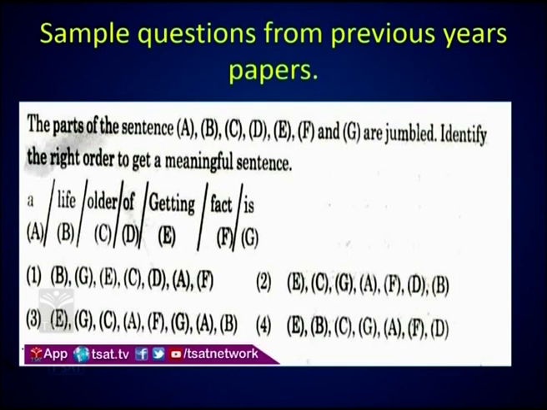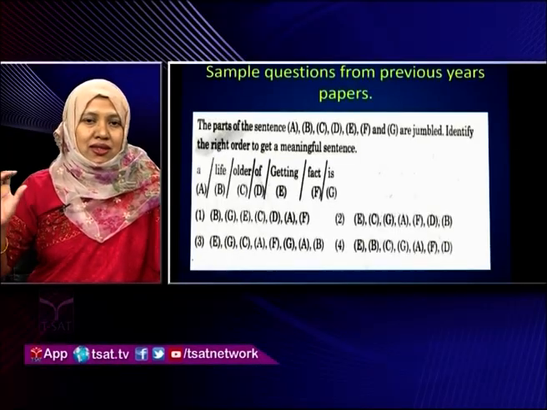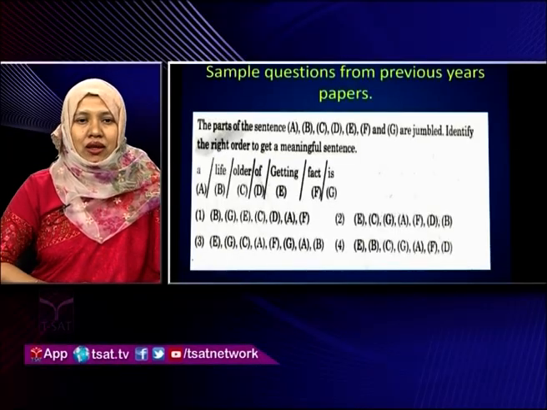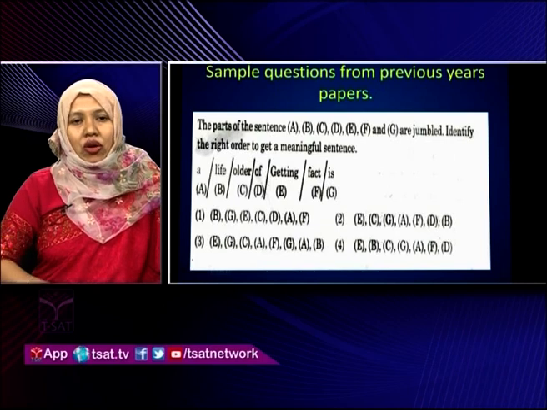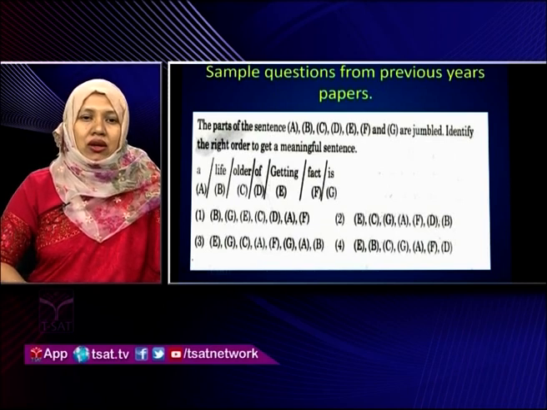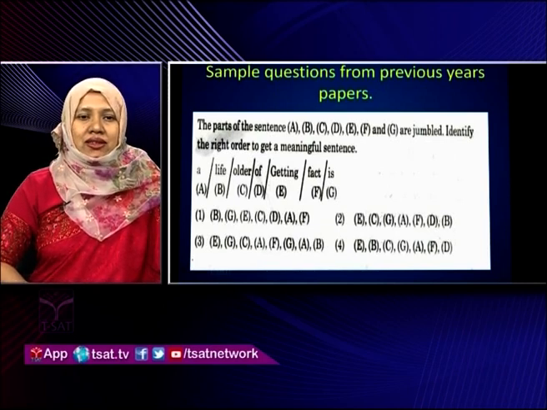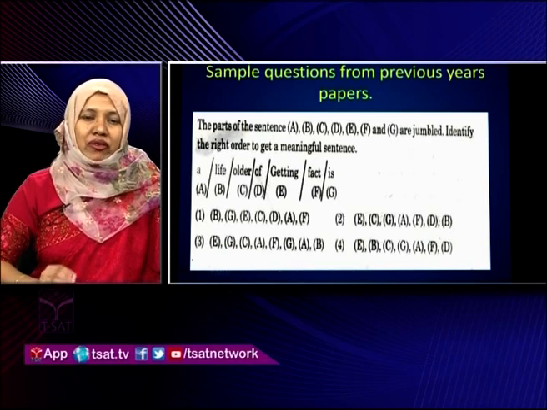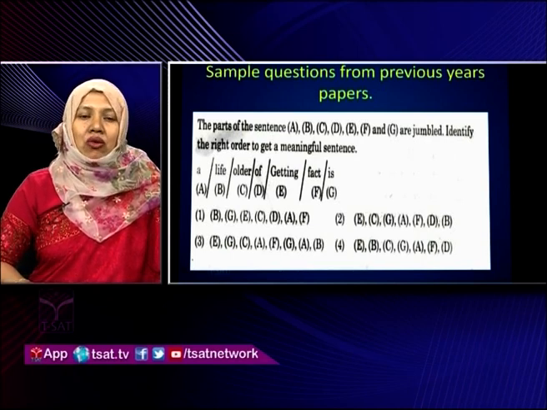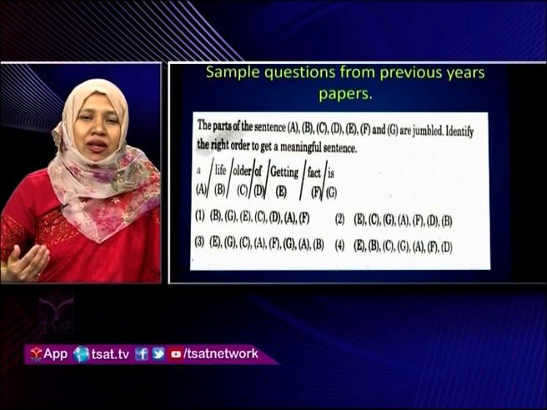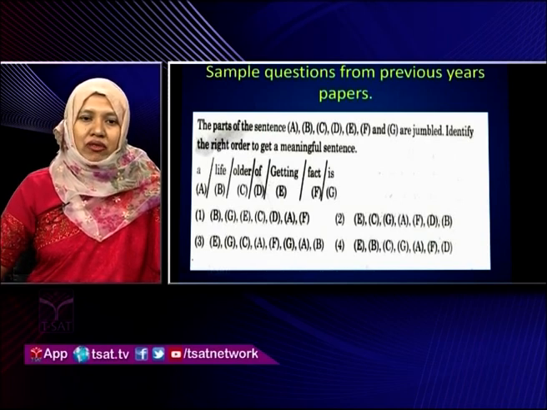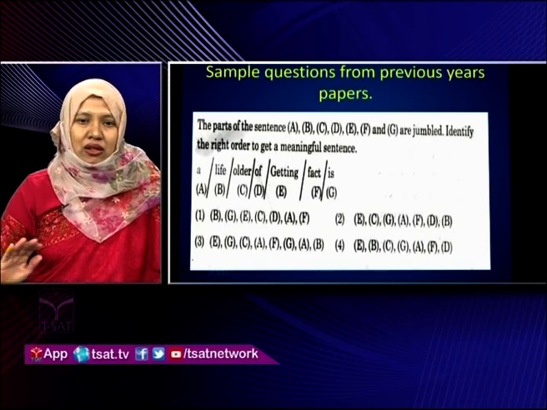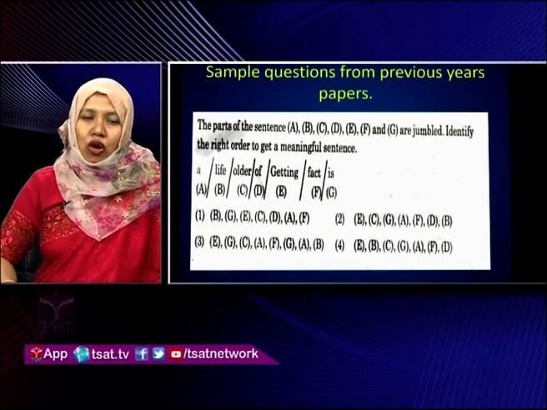Now, if you see in this example, the words in the sentence are jumbled. They are not in a particular order or a correct order. You have to arrange this sentence in a proper order to give a meaningful sentence. After jumbling the sentence, they will give you 4 options with the letters, and you have to select the best option.